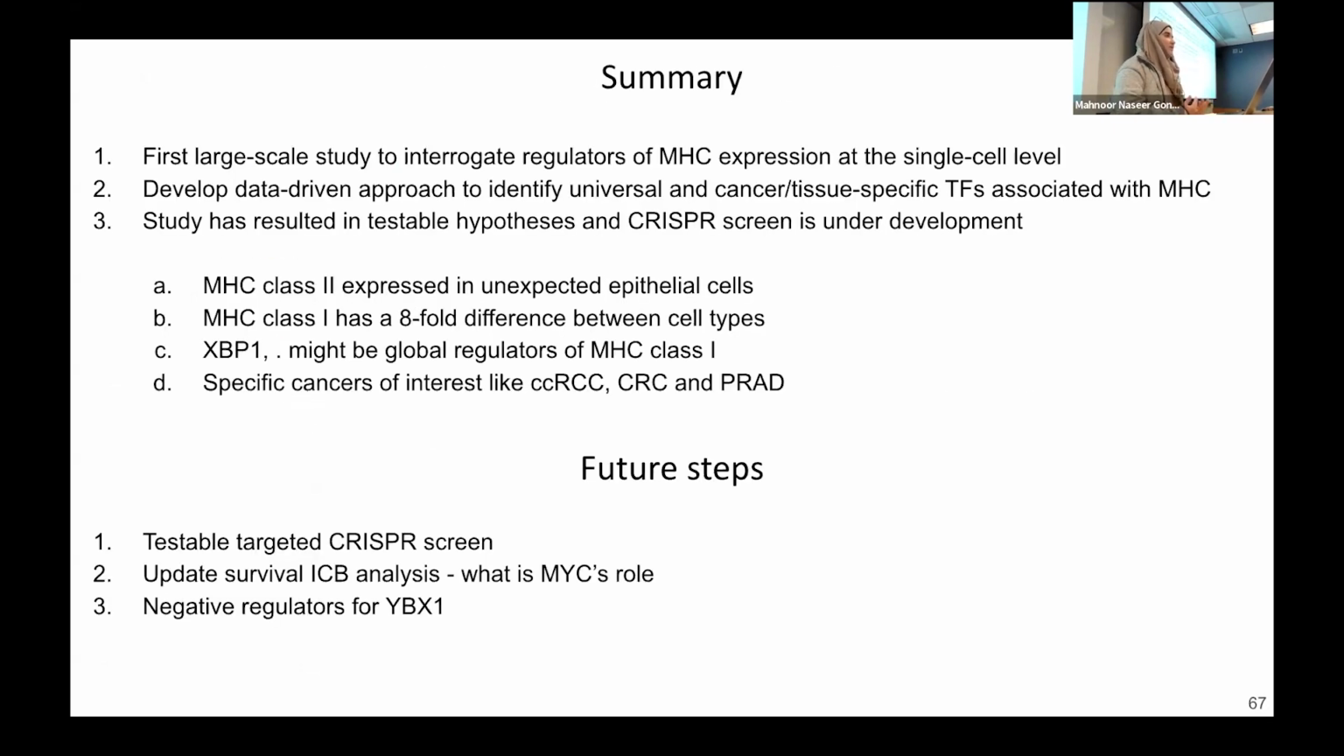And just a summary, this is the first large-scale study to interrogate the regulators of MHC at the single-cell level. We have developed a data-driven approach to identify universal and cancer tissue-specific transcription factors associated with MHC. This study has resulted in a testable hypothesis, and the CRISPR screen is currently under development. We have some really novel observations so far, and we have some future validations currently in process.